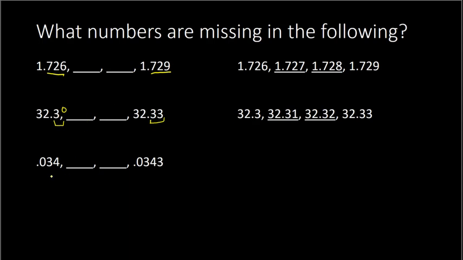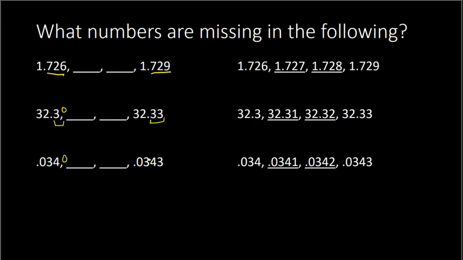Next we have 0.034, two blanks, and then 0.0343. Again, it's going to be helpful if you add a 0 at the end of this. So we have 0.0340, and then the next one would be 0.0341, and then 0.0342, and the last one is 0.0343.